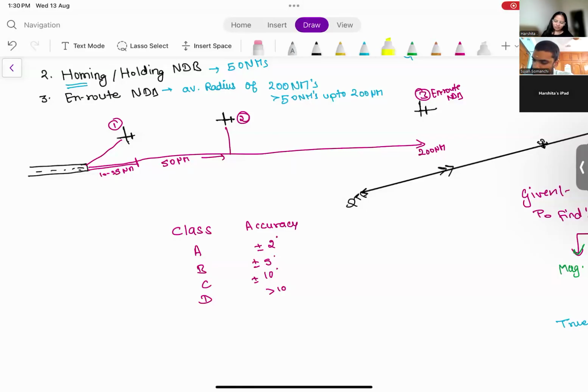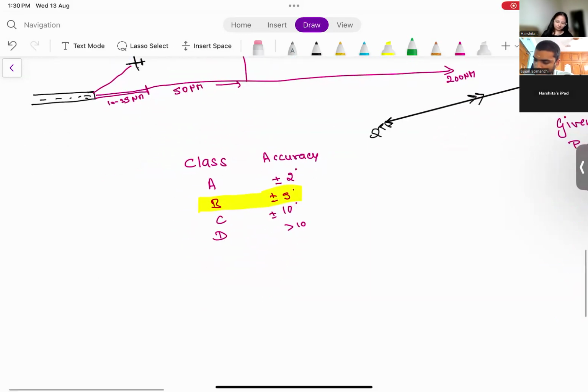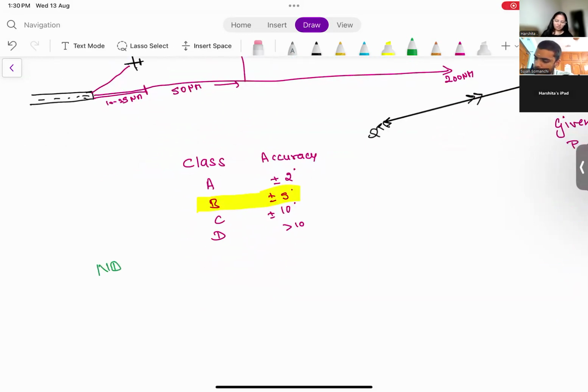NDBs have, again, accuracy of class B. That is plus minus 5 degrees. Remember, VDF also had the same. Now we are talking about accuracy of NDB. And you told me that it is plus minus 5 degrees. Correct? But this accuracy is only 95% of the times. That too only during day.